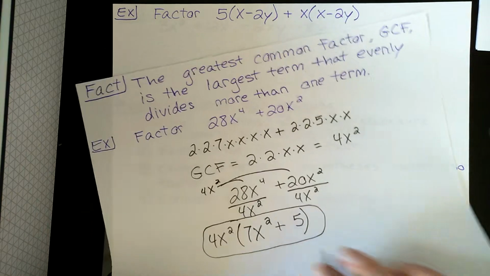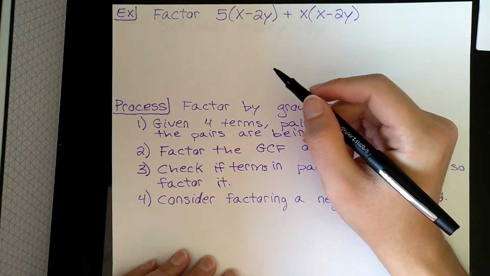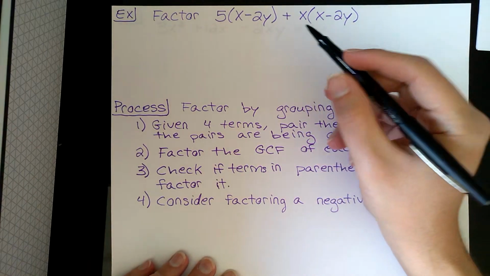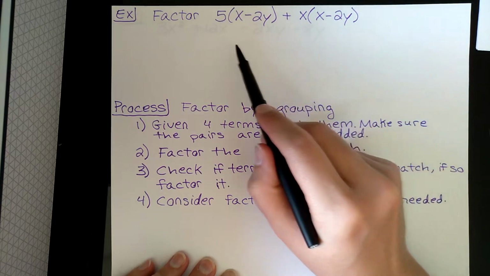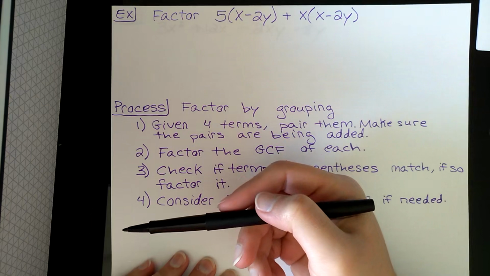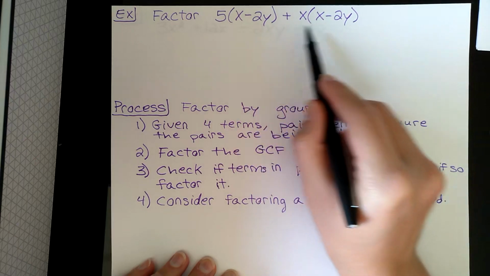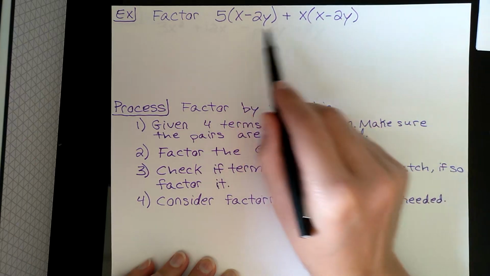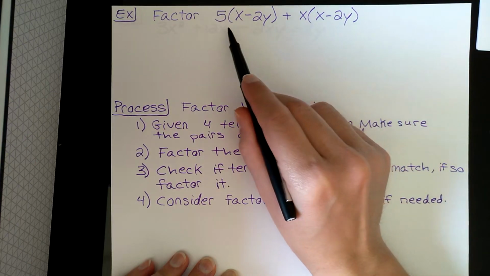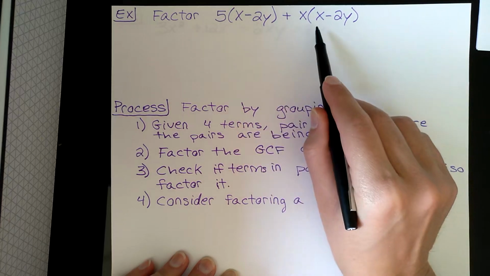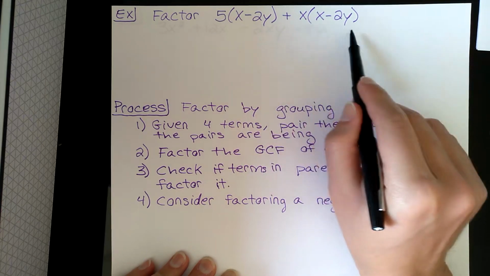All right, so that covered factoring the greatest common factor. So let's go ahead and try one more example that will lead into our next topic. Go ahead and take a minute and pause this video and try to see if you can figure out how to factor this using the greatest common factor. Okay, so looking at this, we want to find what's common between the two terms that are being added or subtracted, in this case added. And notice that in each case we are multiplying by an x minus 2y. That is our greatest common factor.